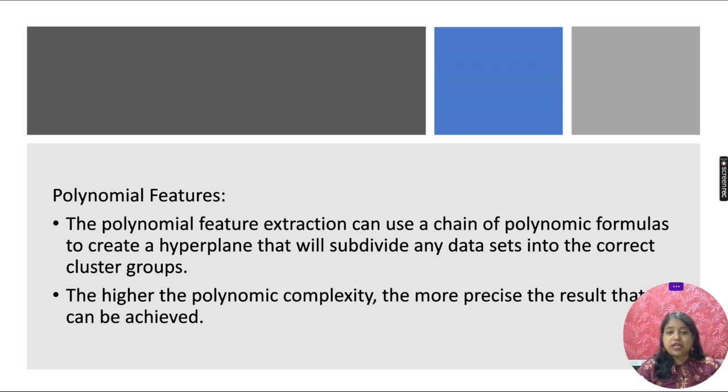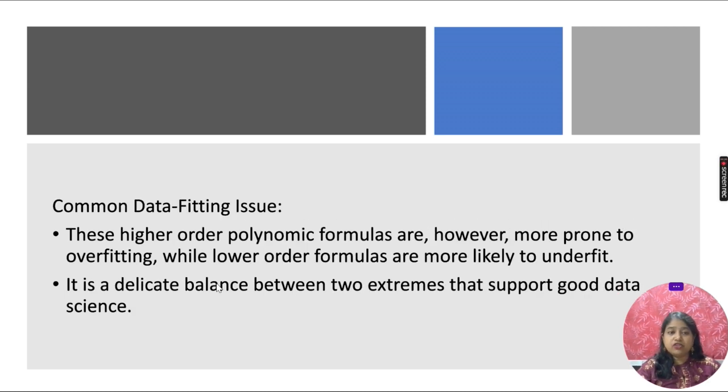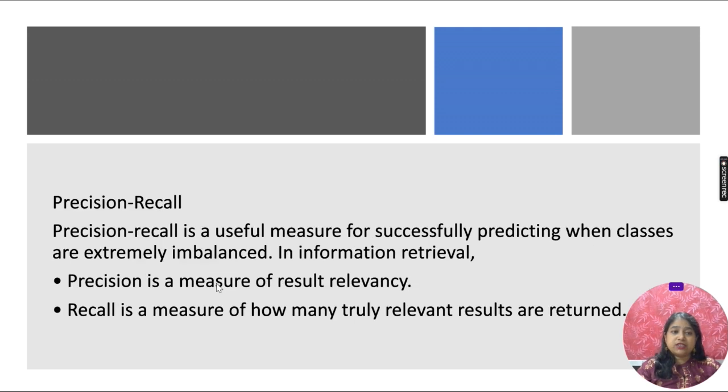In the same way, polynomial features. Polynomial feature extraction can use a chain of polynomial formulas to create a hyperplane that will subdivide any data set into the correct cluster group. The higher the polynomial complexity, the more precise the results that are achieved. Common data fitting issues: these higher order polynomial formulas are, however, more prone to overfitting, while lower order formulas are more likely to underfit. It is a delicate balance between the two extremes that supports good data science.